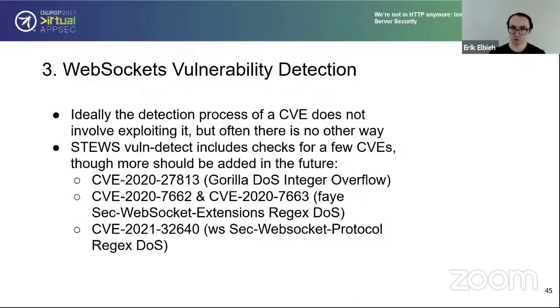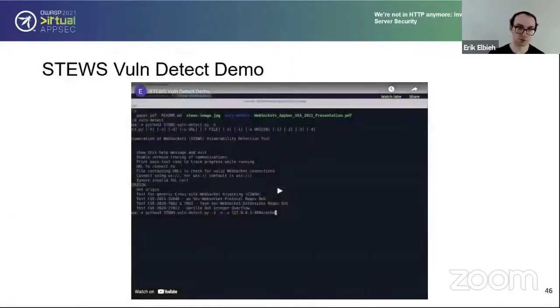Okay, so if we're trying to detect if a WebSocket server is vulnerable, ideally we would have a way to test this without actually using any exploit. But unfortunately, at least for some vulnerabilities, there aren't really many other good ways to check for this. Currently, the STUS vulnerability detection tool only includes a few checks for a few CVEs. And in fact, most of the CVEs listed here are regex denial of service vulnerabilities. Hopefully we'll add more of these in the future.